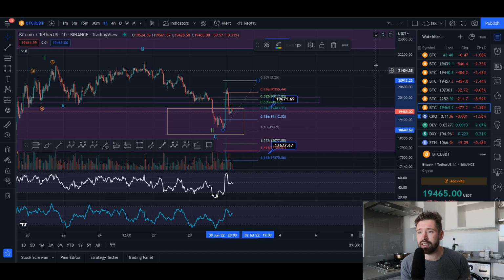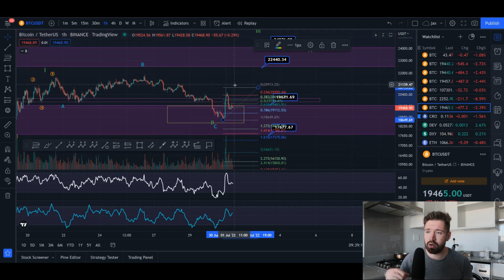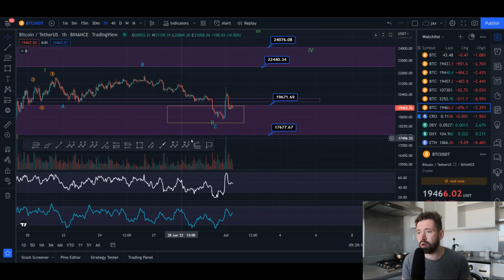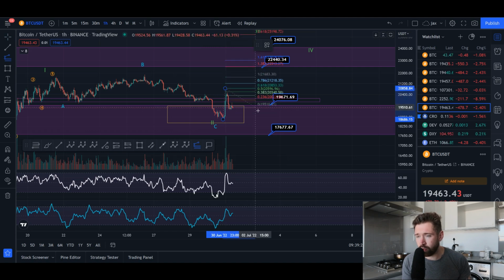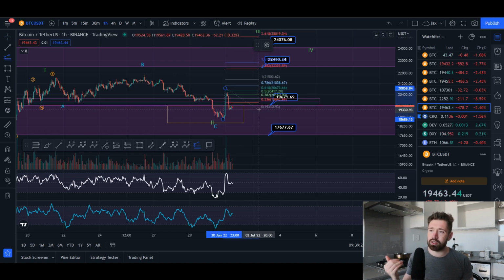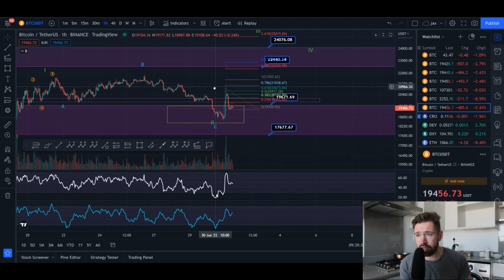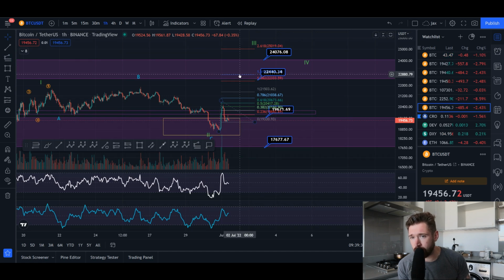But in the case that it is, and we do see a bounce, we can measure our wave 3 by taking our trend-based fib extension from the bottom of wave 1 up to the top of wave 1 and down to the bottom of wave 2. If this were to be the bottom of your wave 2 pullback, then you're looking at a 1.618 extension that will take you up to about 22.8K for the wave 3.